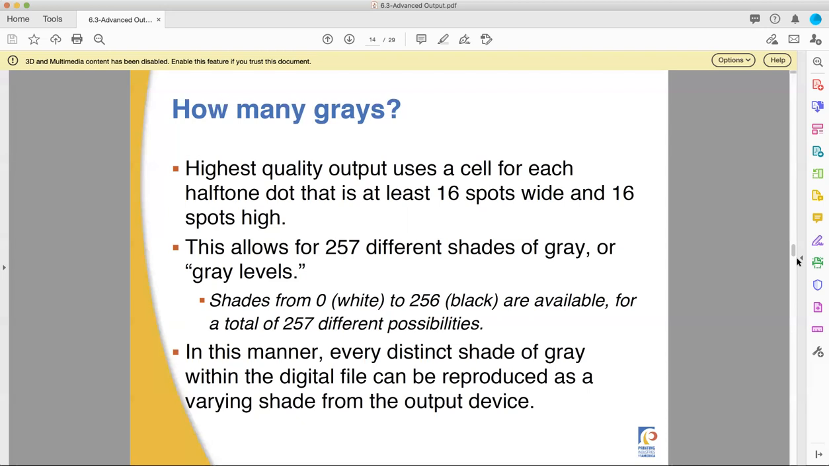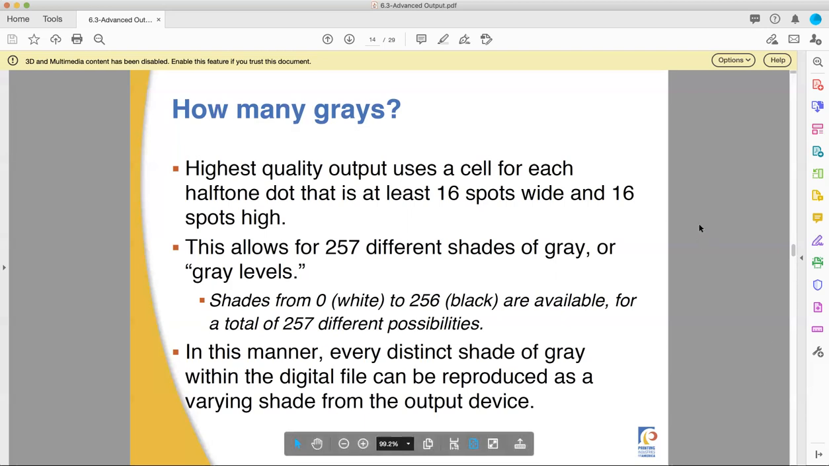Each distinct level of gray from a grayscale file, since grayscale uses a single channel on a computer, which allows a single byte of information to control it, allows you to have 256 levels of gray in your print file. This means that a grayscale computer image can be accurately reproduced using a 16 by 16 spot grid to create the halftones.